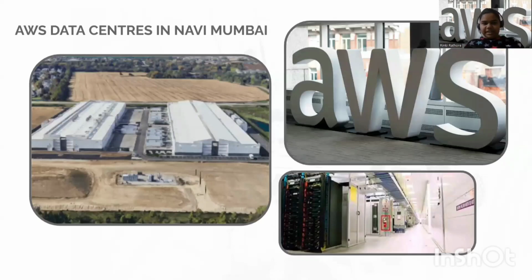These are the data centers of AWS in Navi Mumbai. This is the building. This is how it looks from inside. This is the logo of AWS. I found it pretty, so I pasted it here. So hope you get it.